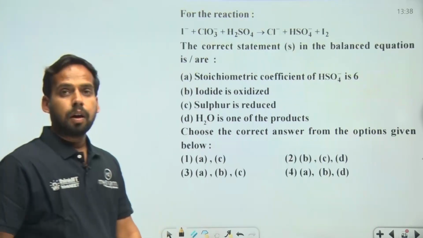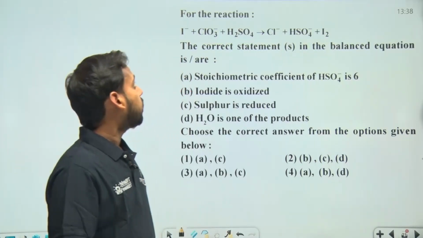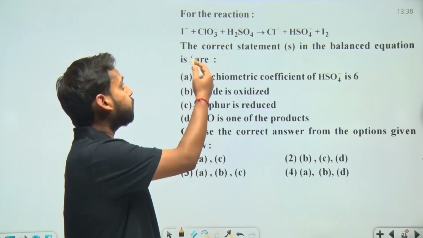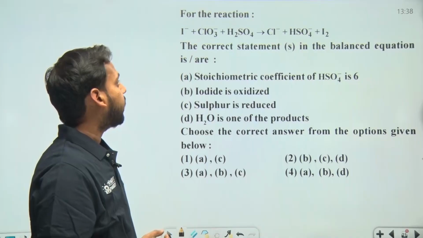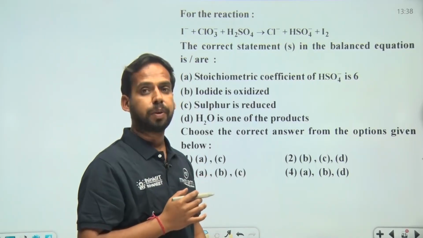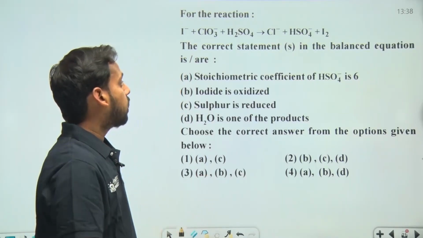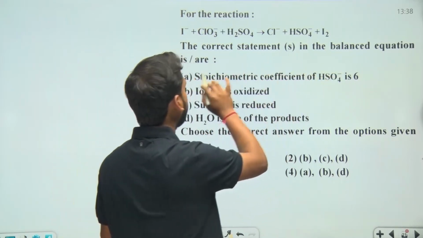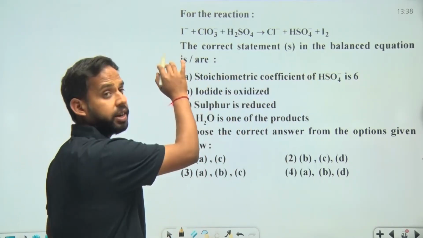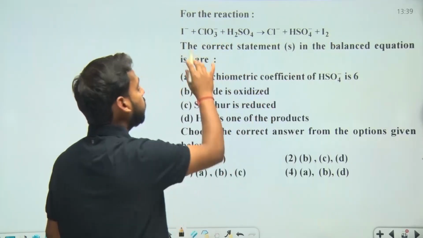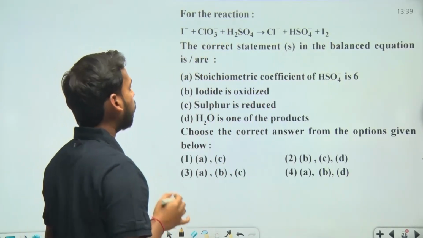Hello students, the question is: for the reaction I minus plus ClO3 minus plus H2SO4 giving Cl minus plus HSO4 minus plus I2, the correct statement in the above equation is. So here the complete reaction is given. We have to take out the half reactions.